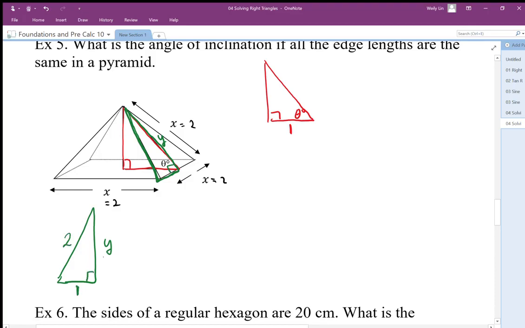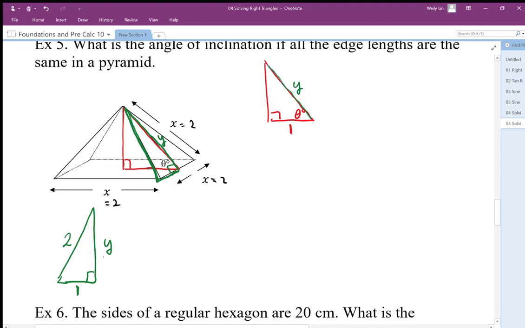In fact, I know this is going to be a 30-60 triangle. But even if we don't know that, I have two sides. This edge length is 2, this bottom edge length is 1, and the vertical line, which is 90 degrees to the base, is my y. That's what I'm looking for. So I'm going to use Pythagoras to find the y value, and that y value is going to be the same as this length here in the red triangle.